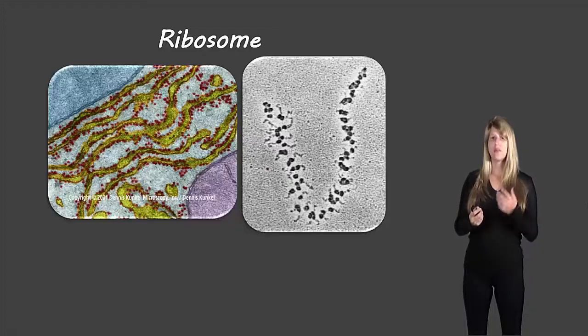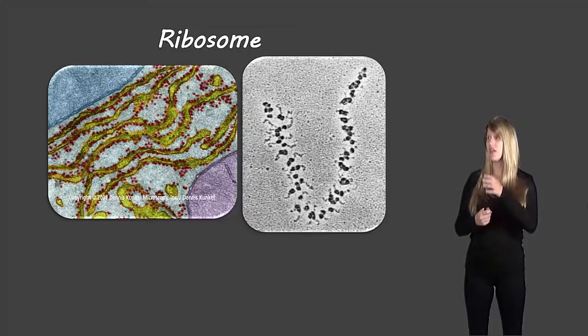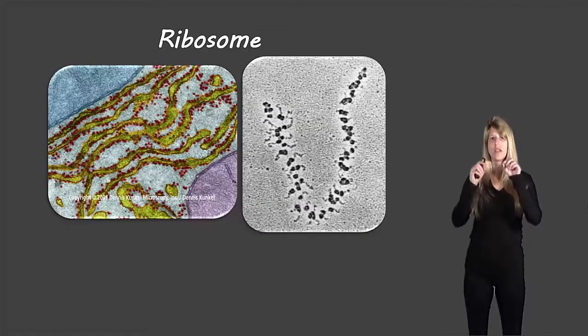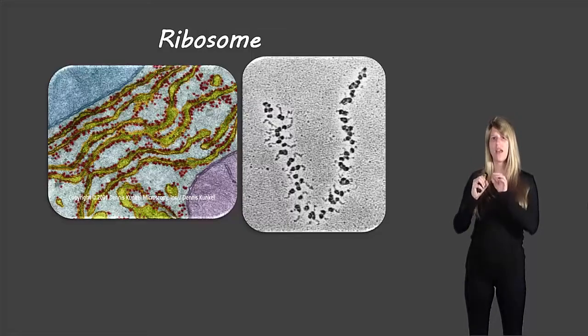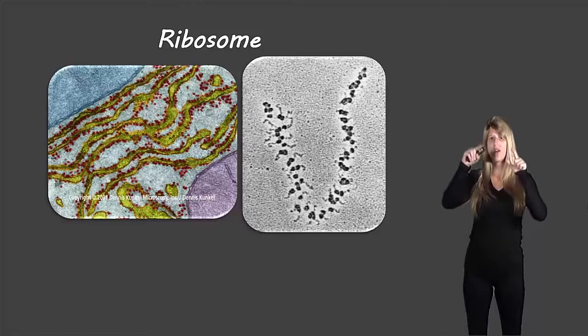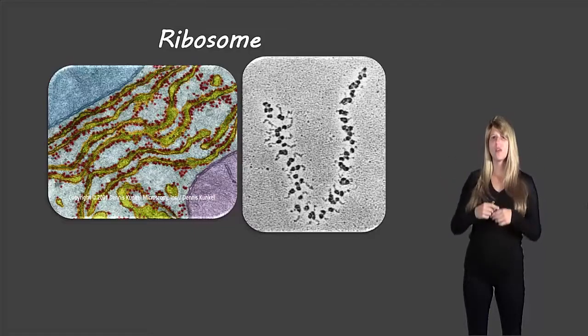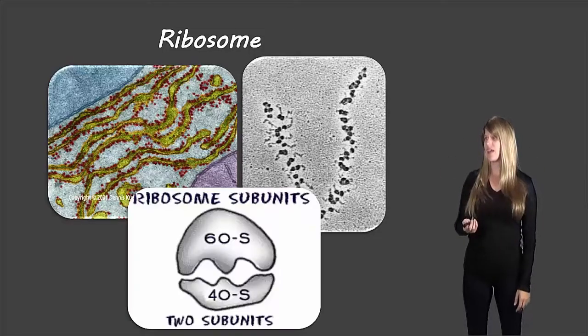So here are some examples. On the left you can see it attached to the rough endoplasmic reticulum, which is shown in yellow, and the ribosomes are shown in red, all attached to it. And then on the right you can see them free floating, so you can see the little black circles are the different ribosomes, and then coming out of them you can see almost little tails. Those are the proteins that are being made.